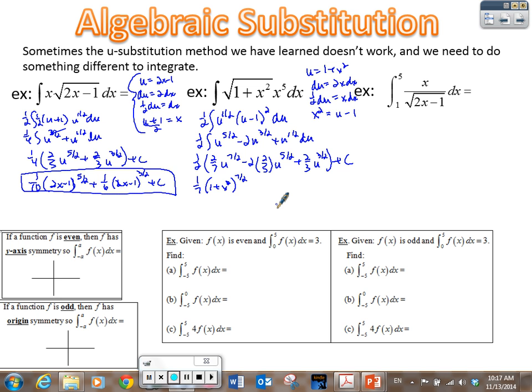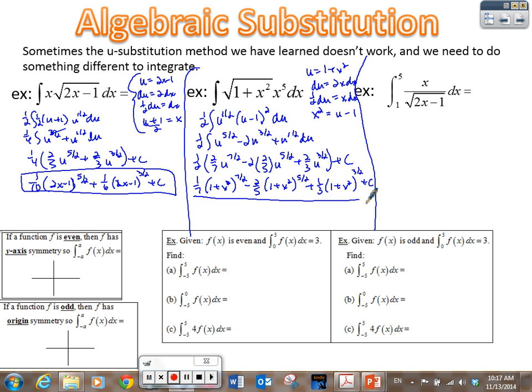And then our next fraction will be negative 2/5, 1 plus x squared to the 5/2. And then we have 1/3, 1 plus x squared to the 3/2 plus c. Okay, and so that is our answer. All right, pretty straightforward, right? We're just adding one little wrinkle to it. Most of the stuff we already know how to do.